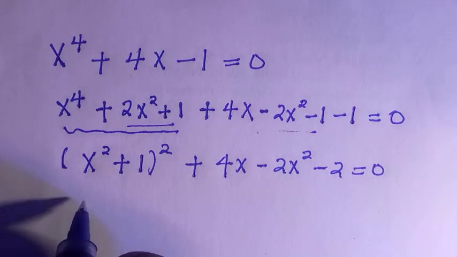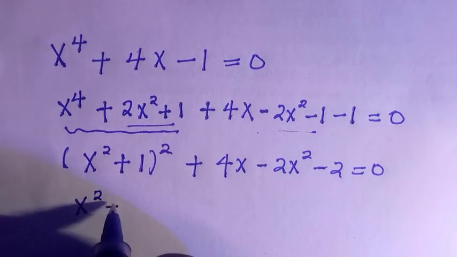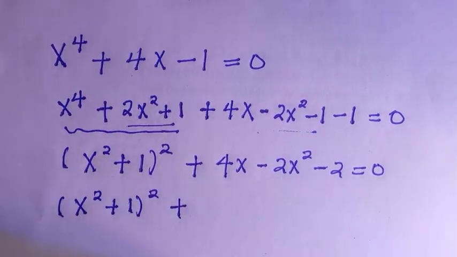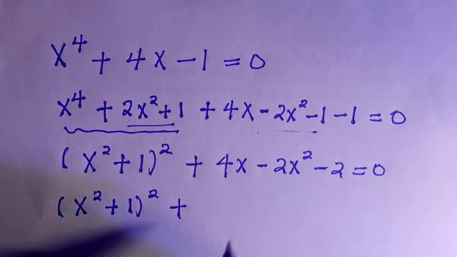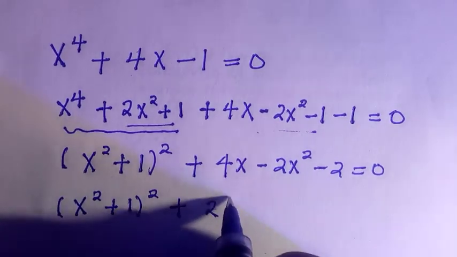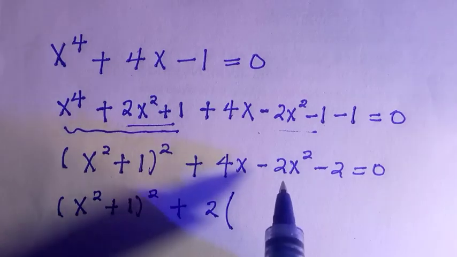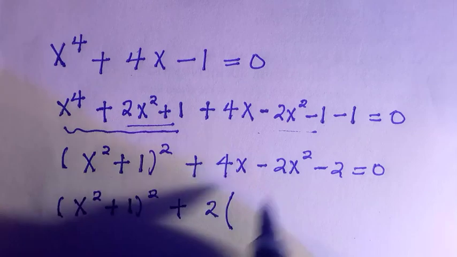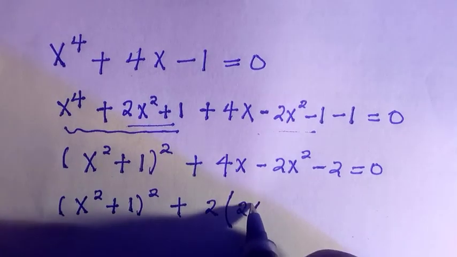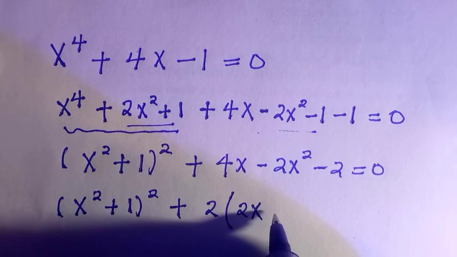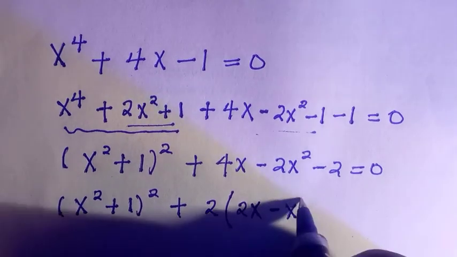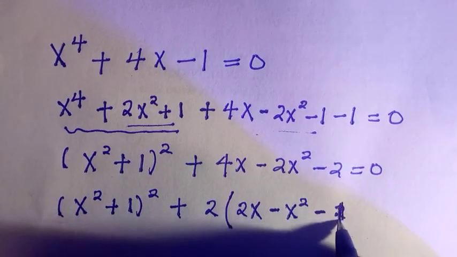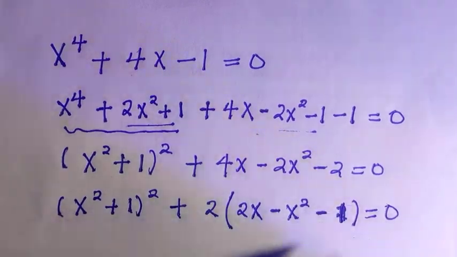Then for this one, we are going to have x squared plus 1 all raised to power of 2 plus, let's say I take out 2, then this one remains 2x, and this one is negative x squared minus 1, all equals 0.